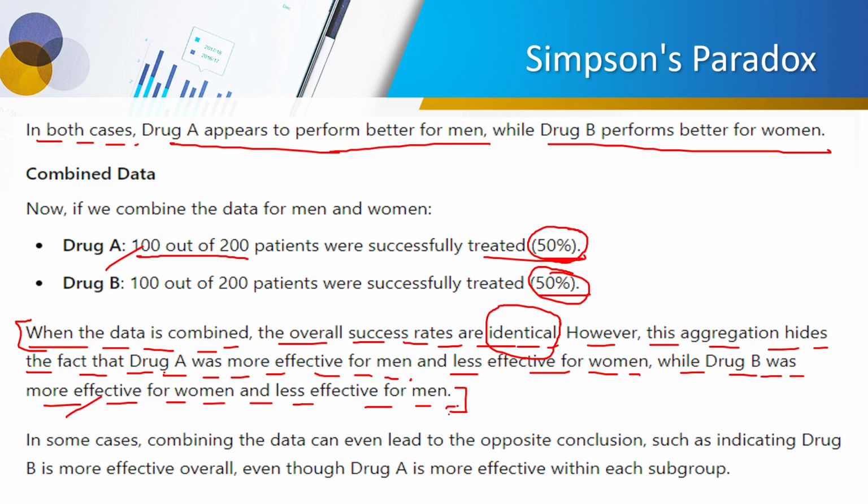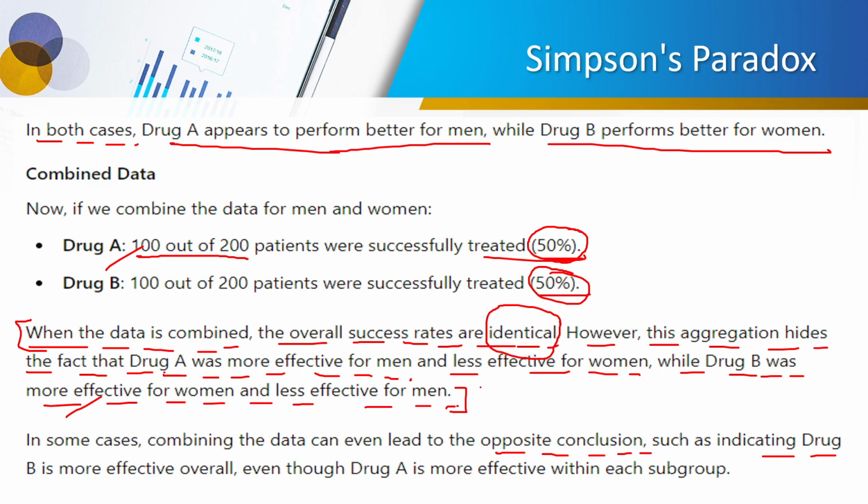In some cases combining the data can even lead to the opposite conclusion, such as indicating drug B is more effective overall even though drug A is more effective within each subgroup. It might be possible. We'll get some other example there. Like this. Is it clear? So this is considered Simpson's paradox. Is this concept clear?